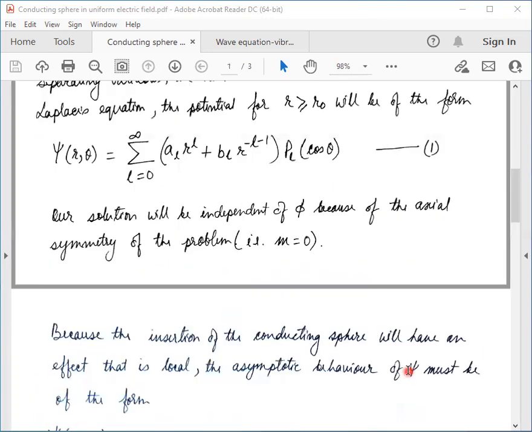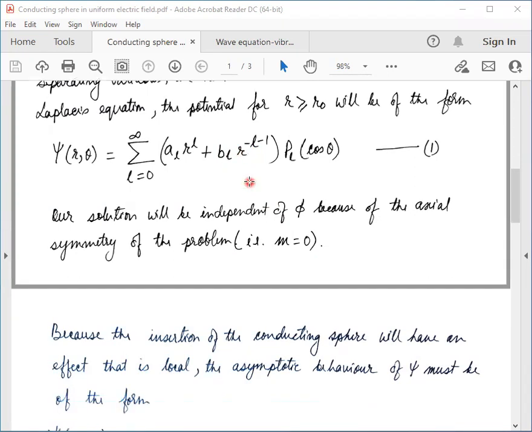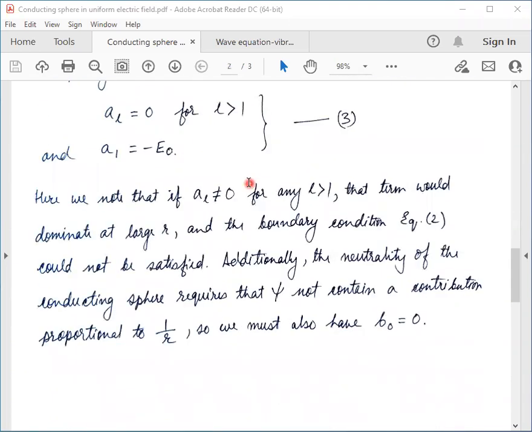That is B0. When L is equal to 0, this becomes r to the power minus 1, that means B0 by r. I repeat, when L is equal to 0, this term becomes B0 divided by r. And since the conducting sphere is neutral, psi must not contain a contribution proportional to 1 by r. So we must also have B0 equal to 0.